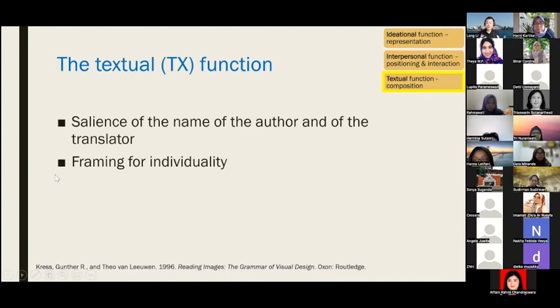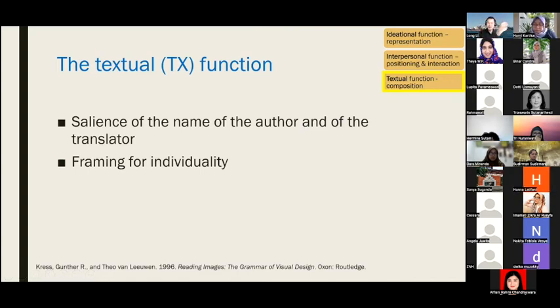And so interpersonally, we also see similarities, but the distance between the women and readers has increased somewhat in the Chinese translations. And lastly, in the textual function, it is about the organization. So we'll look at the salience of the name of the author and of the translator, because within limited space, how much space is given to the author's name and the translator's name has significant meaning about their importance. We'll also talk about framing, which is a device that can highlight and accentuate individuality in the images.